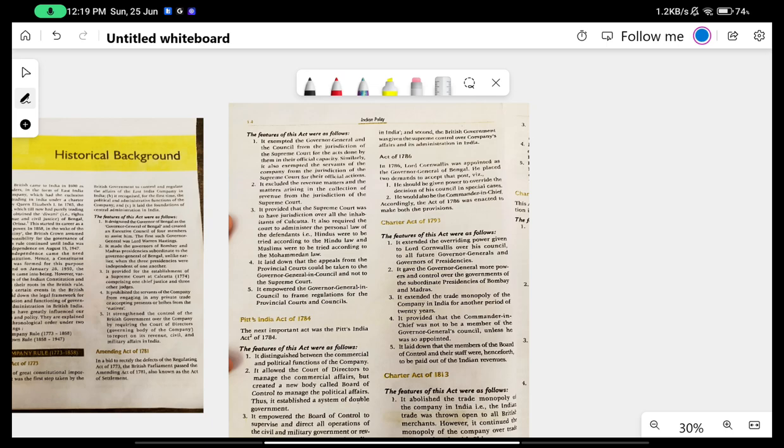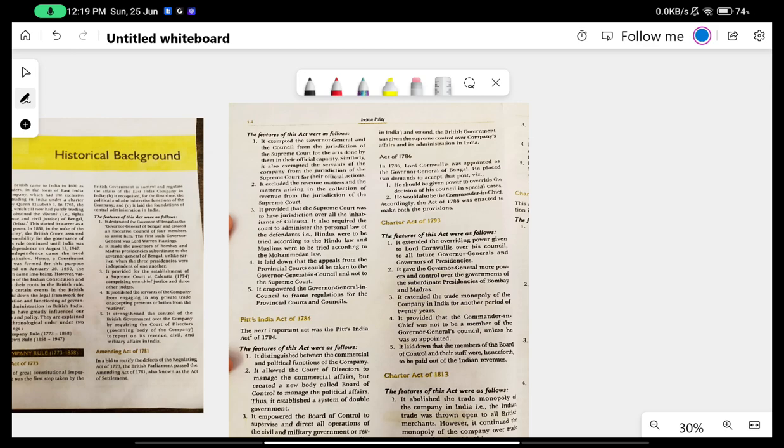The third point is, it provided that all the inhabitants of Calcutta were to fall under the jurisdiction of the Supreme Court. So it said that all the people of Calcutta were under the jurisdiction of the Supreme Court. They can go to the Supreme Court, or the Supreme Court could issue any rules or regulations or punishments against any person living in Calcutta, except of course the company and its officials.